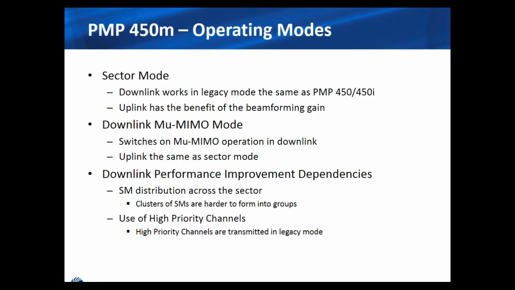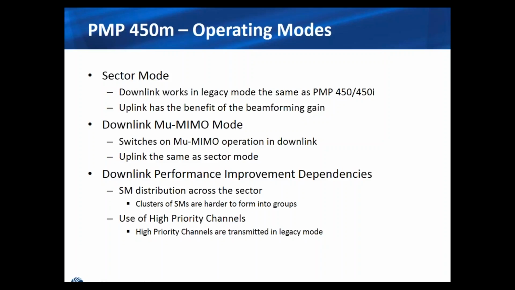When you set the operating mode to downlink MU-MIMO, this switches on the Medusa MU-MIMO technology in the downlink, where multiple SMs can be served simultaneously, giving an improvement in the overall AP downlink throughput. The uplink works the same as for sector mode, so there will be no change in the uplink throughput. The amount of downlink throughput improvement that you can get on an AP is dependent on a couple of parameters. The major influence is the distribution of the SMs across the sector.